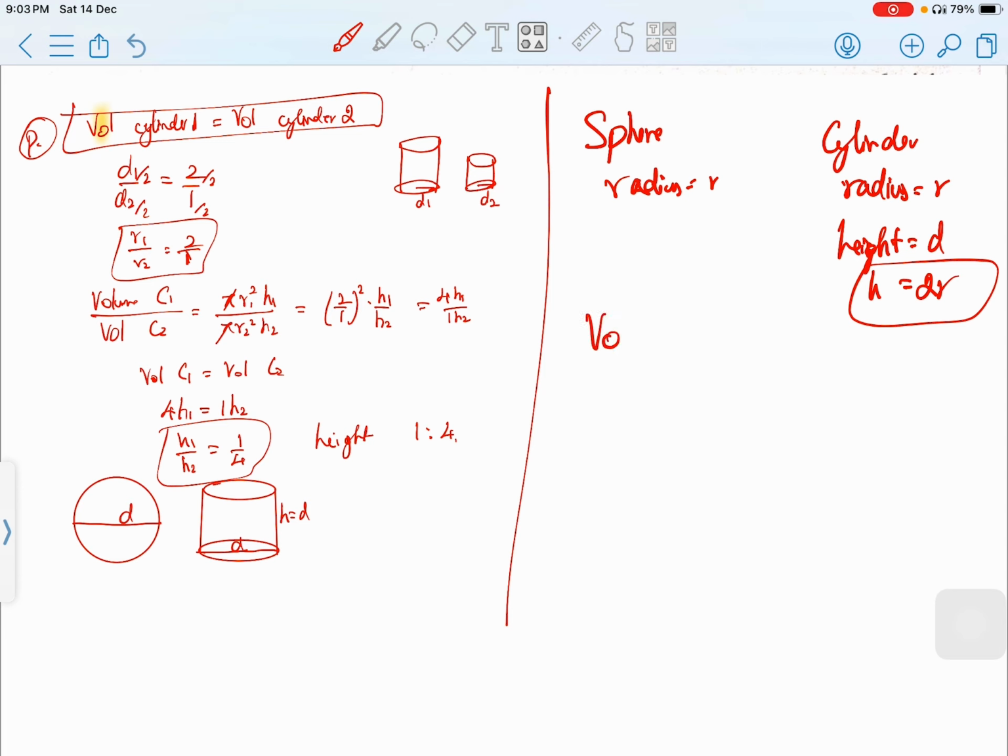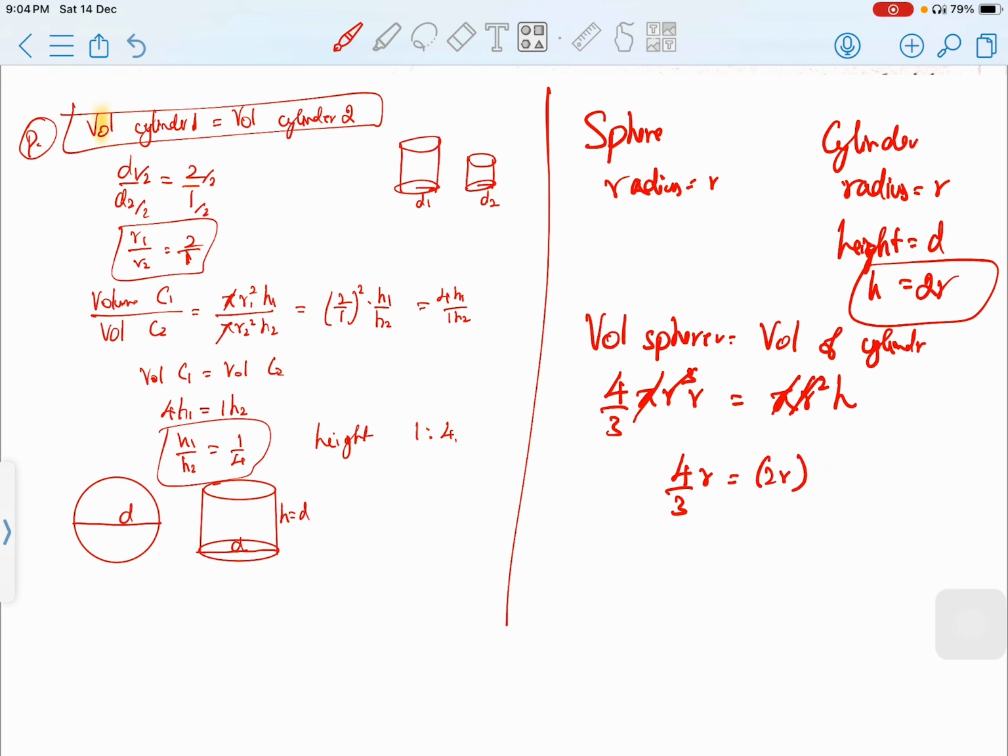So what is the volume of sphere formula? Volume of cylinder equals the volume of sphere. So it will be 4 by 3 pi r cube equals, for the cylinder, pi r square h. So pi and pi cancel, r square and r cube cancel, one r will be there. 4 by 3 r equals h. For h you can substitute 2r. So r and r cancel. So they are in a ratio 4 equals 6.